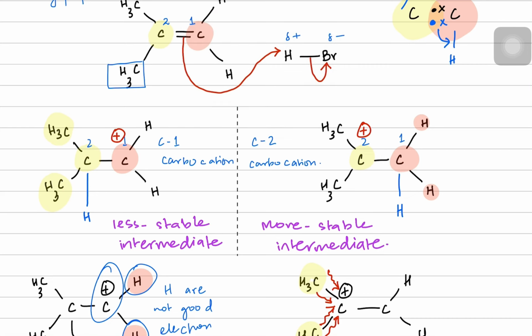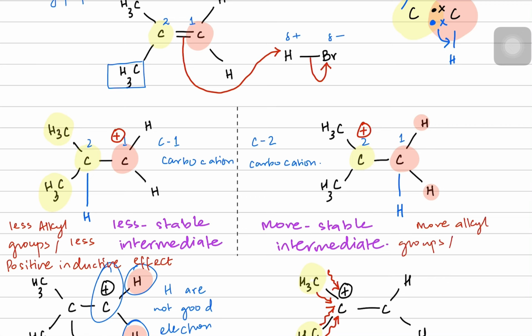Let's not forget to write this. Less alkyl groups, so less positive inductive effect. While on the right side you can see on the carbon 2 carbocation, more alkyl groups, so more positive inductive effect.